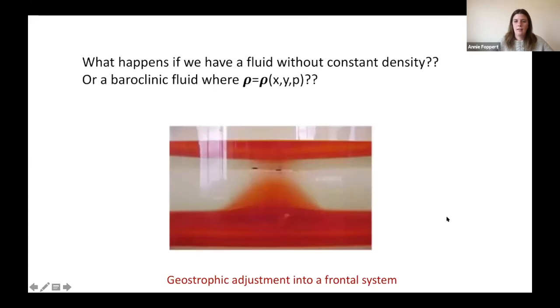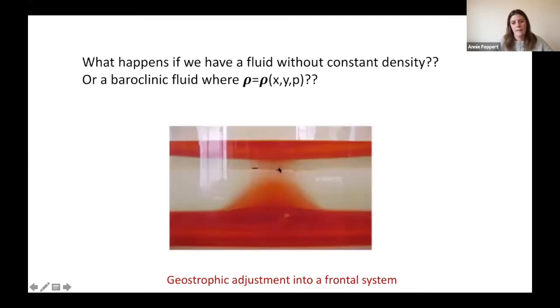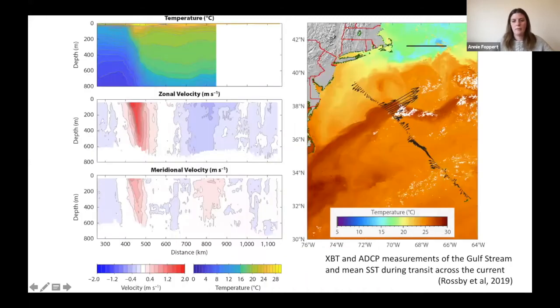And this is an example of what that would look like in the tank. If you actually ran this experiment, it would look like this, and you'd have this sloped, dense fluid in the center. Yep, we'll get back to that.